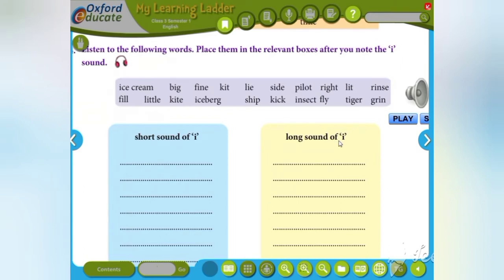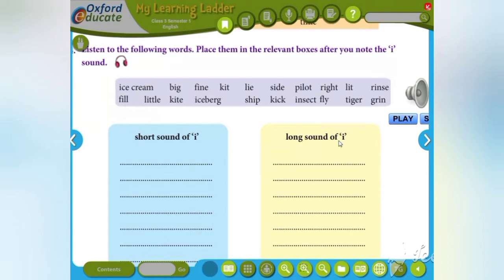Here is a blue box and a light sand cream colored box, right? So you have to write the words. If the word has a short sound of I, then we write it in the blue box, and in the sand cream colored box, we write the words where I is pronounced with a long sound. So for example, ice cream, it is pronounced as I.